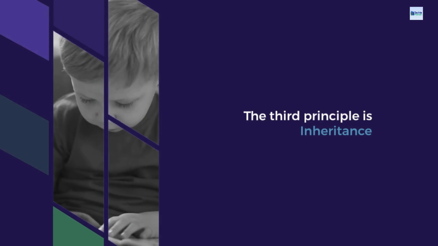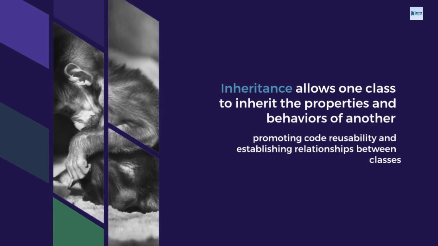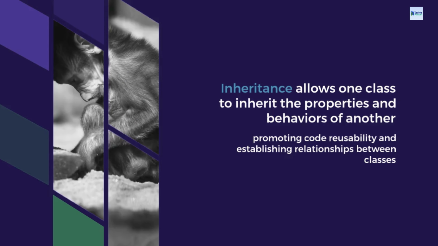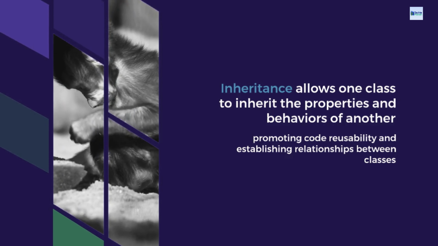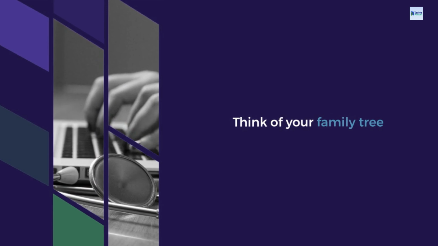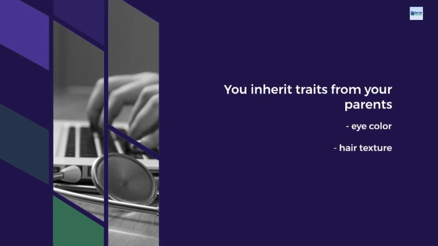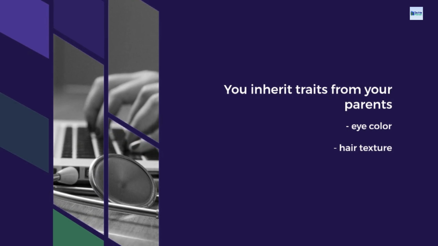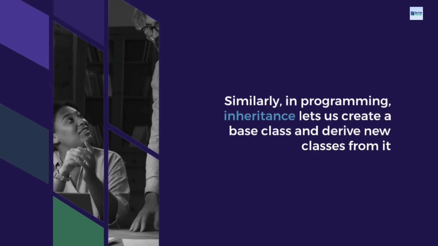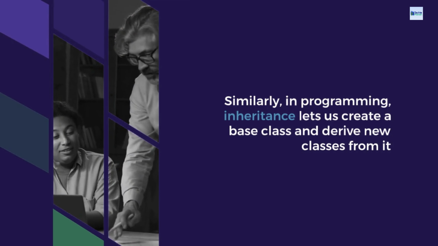The third principle is inheritance. Inheritance allows one class to inherit the properties and behaviors of another, promoting code reusability and establishing relationships between classes. Think of your family tree. You inherit traits from your parents, things like eye color, hair texture, and even certain personality traits. Similarly, in programming, inheritance lets us create a base class and derive new classes from it.